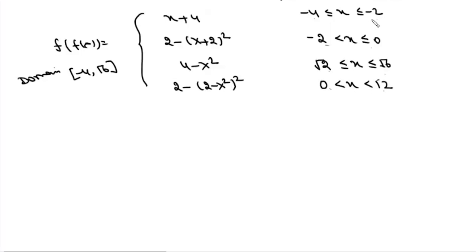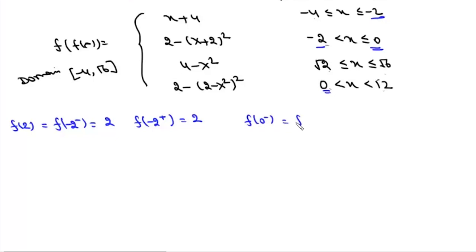Now, if we look at continuity, we'll check continuity at minus 2. So f of minus 2 negative will be 4 minus 2, which is 2, and then f of minus 2 positive, and since the equality sign is here, this is also equal to f of 2, and f of 2 positive will be 2 minus 0. This is 2, so it is continuous at minus 2. Now we'll check continuity at 0.